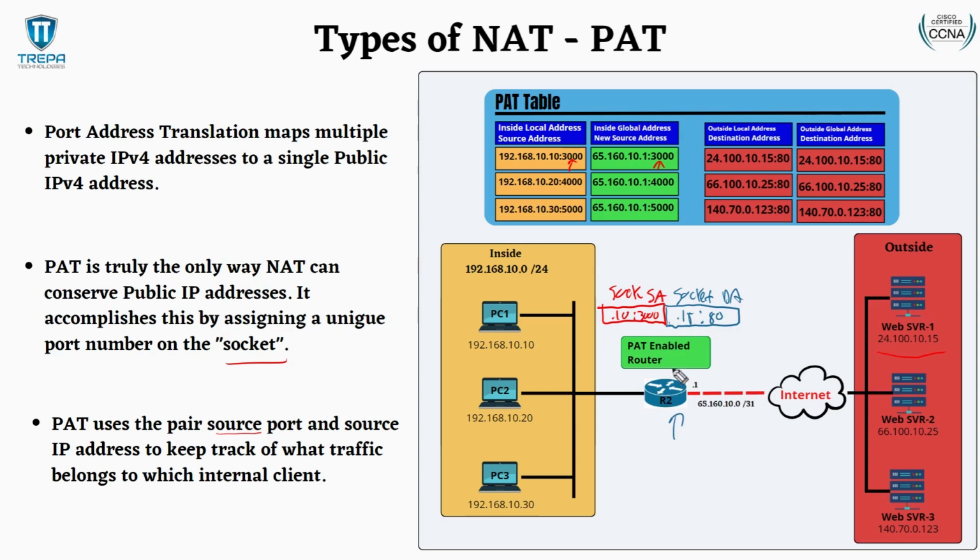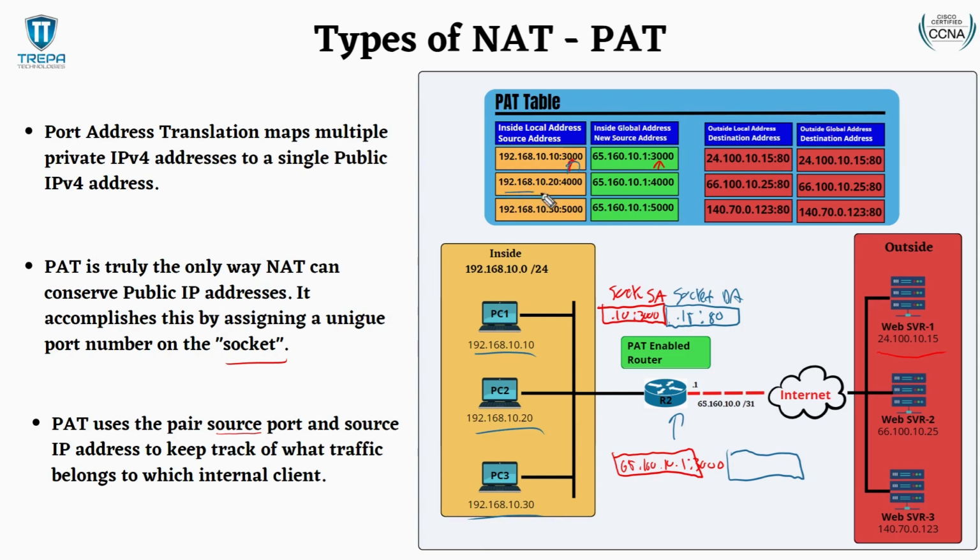Well, once it reaches that PAT enabled router, then we're going to switch it up again. So now we're going to replace that source address, which is .10, with 65.160.10.1 and keep that port number 3000. Okay, ran out of space there, but that's okay. Hopefully it doesn't look too bad. And then that outside global address now is still the same with the same port number. So that's how it's going to keep track of all the connections that users are making. So we're going to call this the ephemeral port. And that's how we do port address translation.